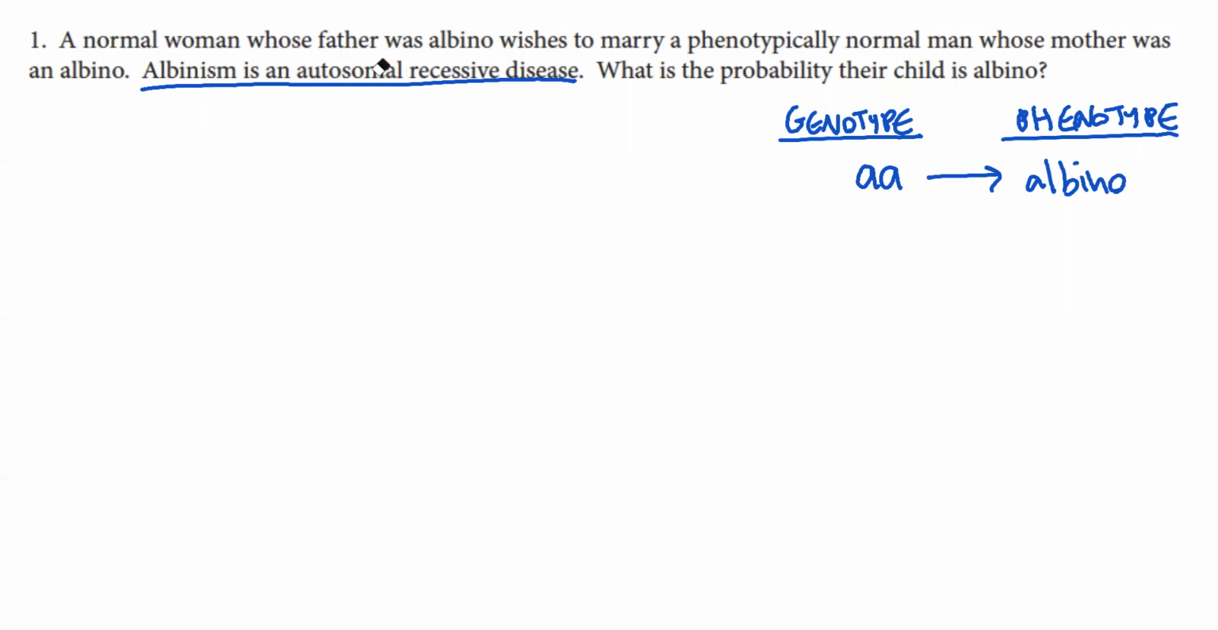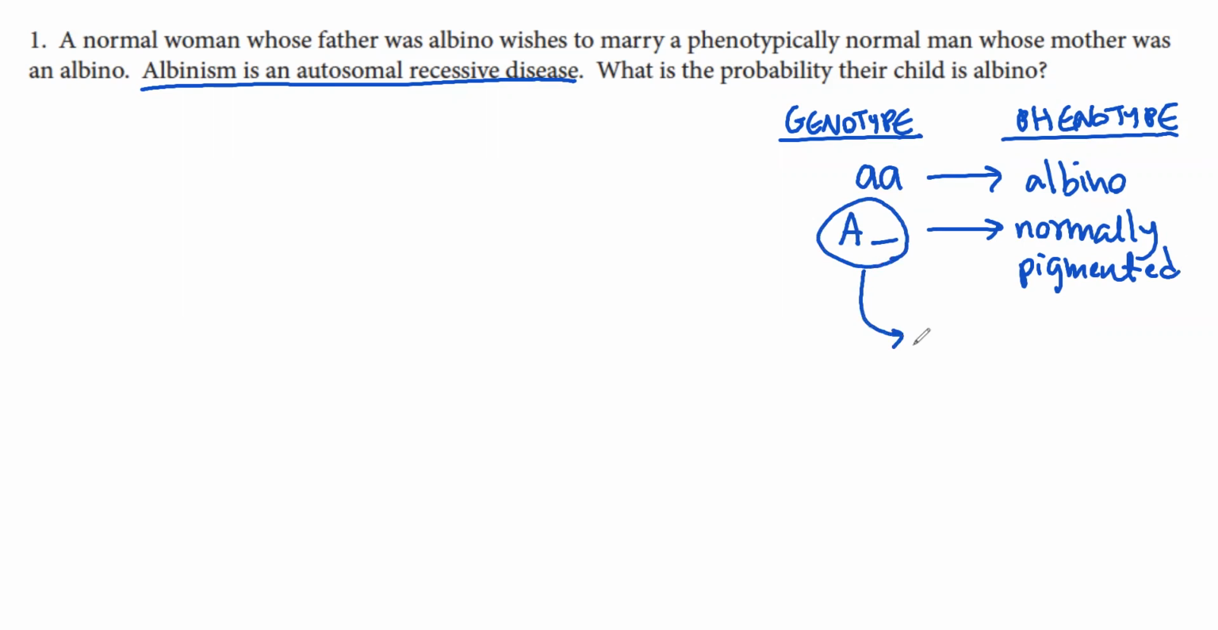It's kind of helpful to write down all the genotypes and phenotypes when you first start doing genetics questions, just so you can look back at your work. On the other hand, a big A blank, that would be normally pigmented. And just so we're on the same page, you're going to see A blank. This just means it could either be big A, big A, or big A, little a. Both of these genotypes would have a normally pigmented phenotype, so we don't need to distinguish between them. We just write big A blank because both of these would look normal.